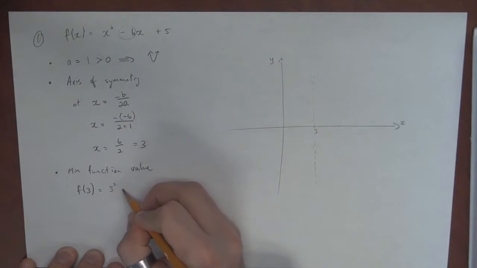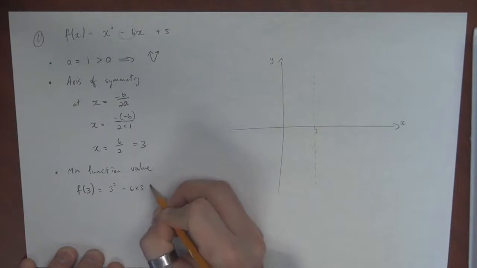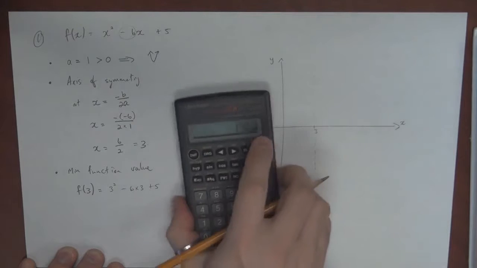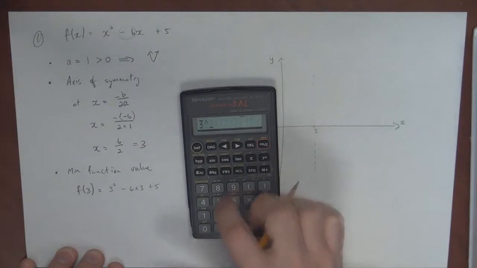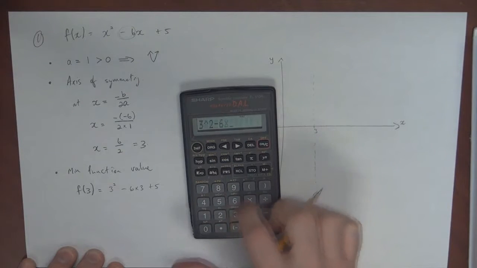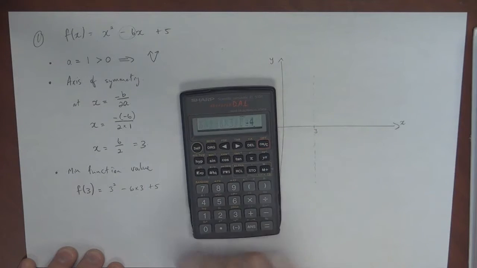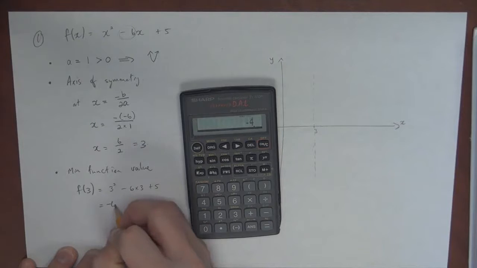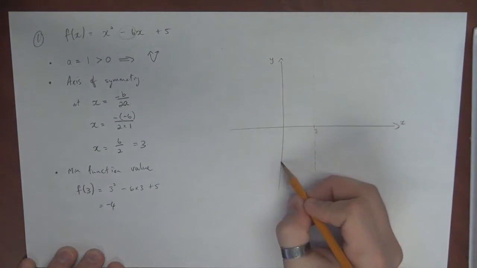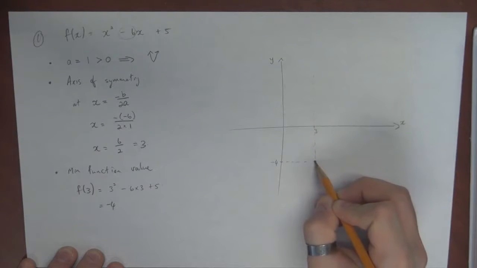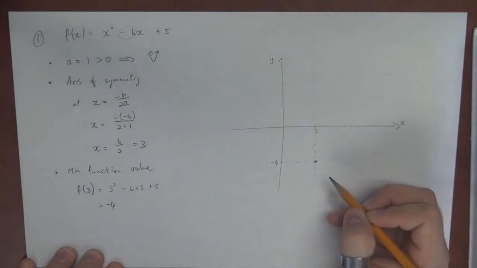So I get 3 squared minus 6 times 3 plus 5. No need to worry too much about that. I can just do that completely from scratch if I want to. I get negative 4. So let's suppose negative 4 sits over here. So there is my minimum function value.